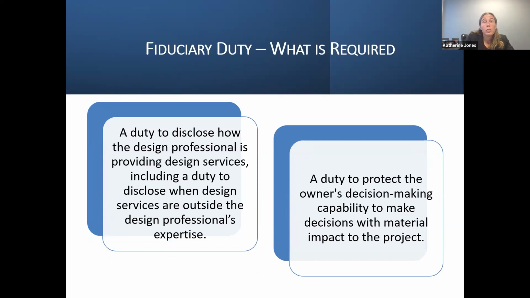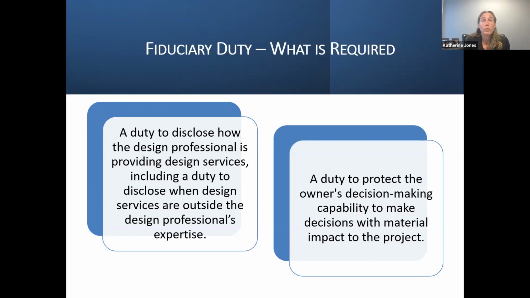You have a duty to disclose how you're providing design services, including a duty to disclose when design services are outside the design professional's expertise. And so that kind of takes me back to the prison case we talked about with the Fourth Amendment rights. If I'm an architect and I undertake an assignment to build a municipal lockup facility, and it's the first lockup facility I've ever done, do I really understand what a prisoner's Fourth Amendment rights are? Is that within my area of expertise? Arguably not. And is there a subconsultant I can hire?